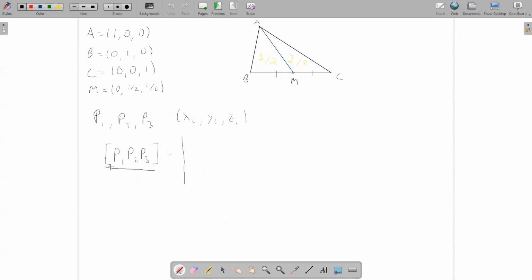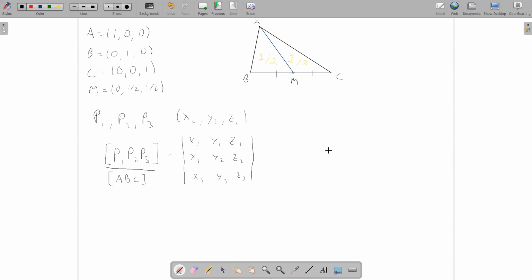Now here, back to this. The signed area of P1, P2, P3 divided by the signed area of ABC is given by the determinant of the 3x3 matrix: X1, Y1, Z1, X2, Y2, Z2, X3, Y3, Z3. Some examples may convince you that this is true.